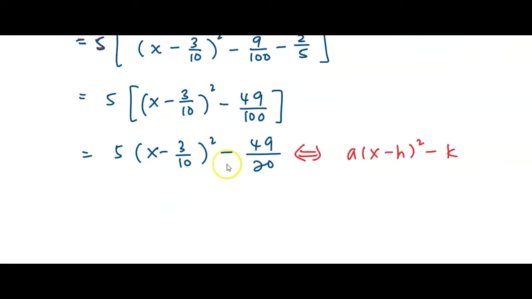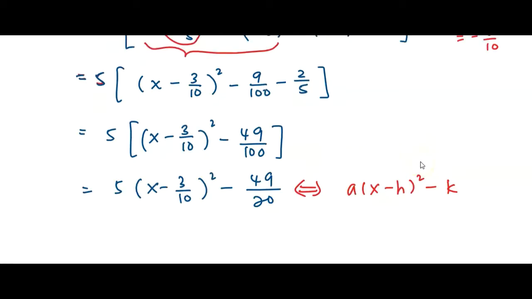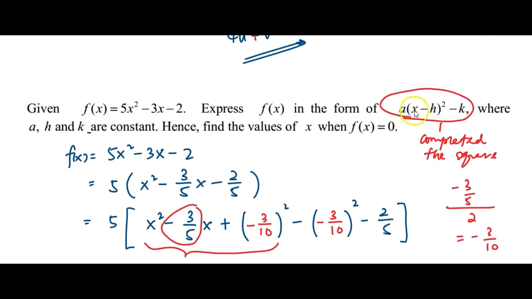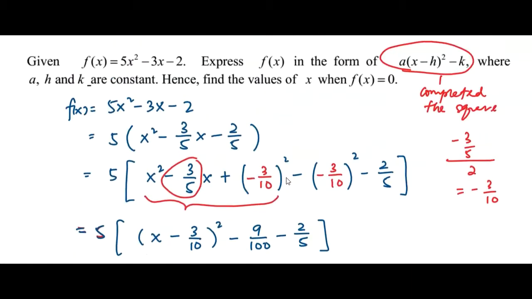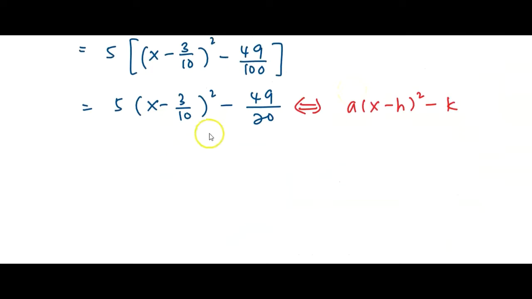All right. Then we compare to the statement that is given by the question. There is over here a(x minus h) square minus k. You can see that a is equal to 5, h is 3 over 10, and k is 49 over 20. All right, so now we move to the next question, that is: hence find the values of x when f(x) equals 0. So this is our f(x).